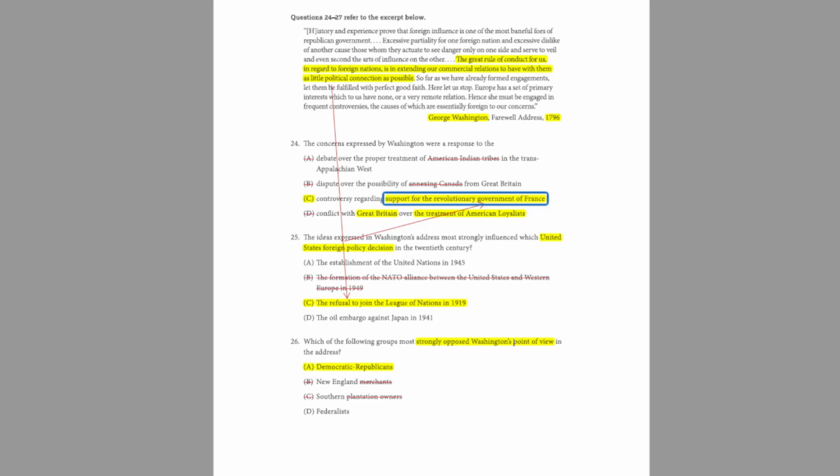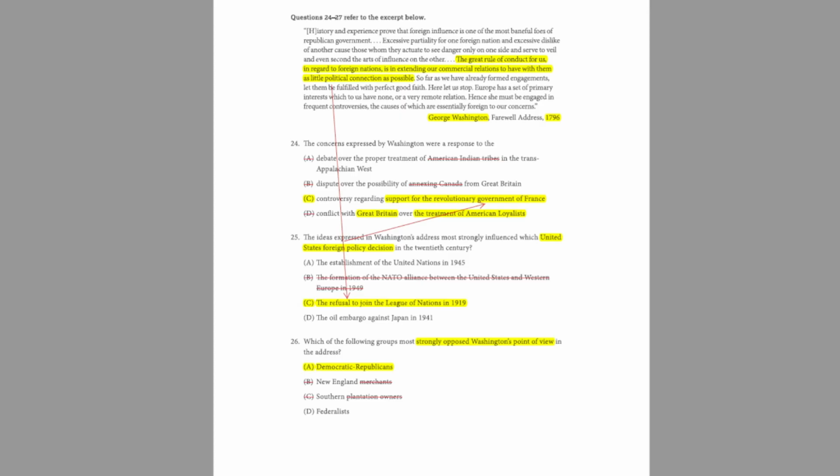That was a hot button issue in the 1790s, and Washington's address directly responded to it. Question 25. This is one of the few questions in which you really do need to read the stimulus. Check out this line: "The great rule of conduct for us in regard to foreign nations is in extending our commercial relations to have with them as little political connection as possible." That sentence makes it clear.